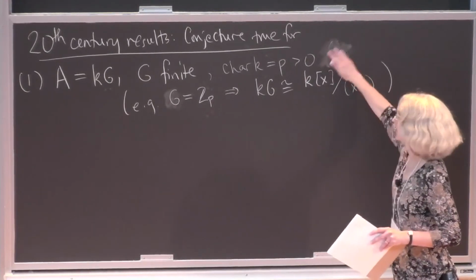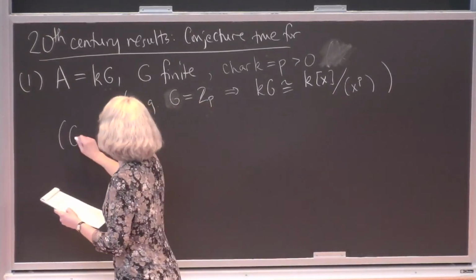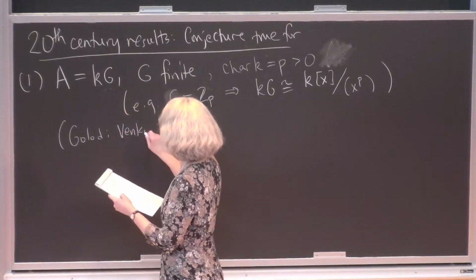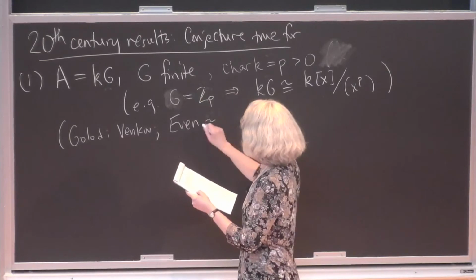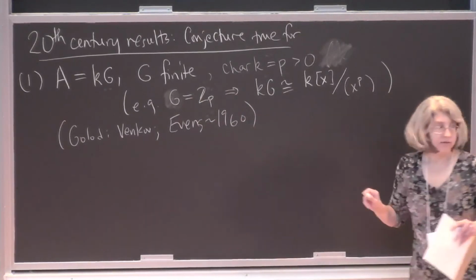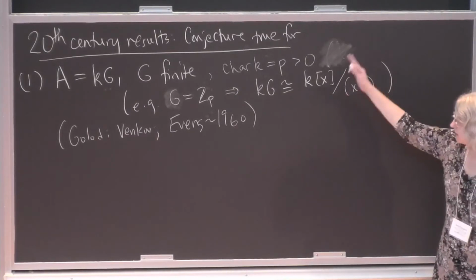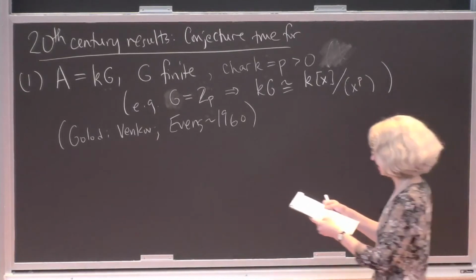Well, I won't write anything more down. But anyway, this has been well known for some time, and this goes back to work of Golod, Venkov and Evans, all around 1960. Okay, so that was some time ago. And the theory of varieties for modules was developed a little bit later than that, and it's very well understood. Okay, that's the finite group case.